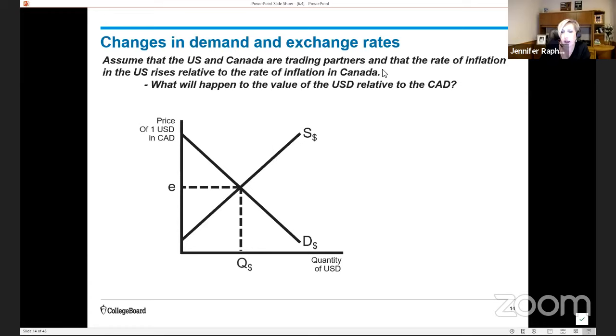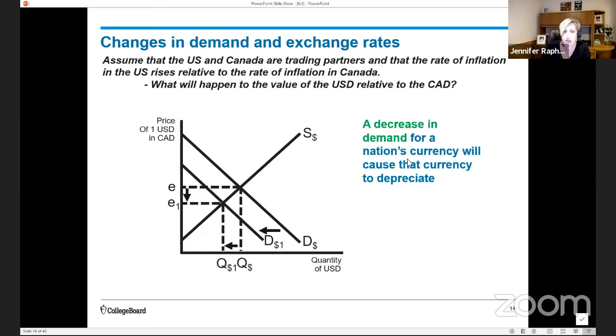So let's think about how economic conditions are going to affect economic actions. If the inflation rate in the United States rises relative to the rate of inflation in Canada, all else equal, Canadian consumers are going to buy fewer US goods and services. And so we're going to see a decrease in the demand for the dollar, because if you're buying fewer US goods and services, you need fewer dollars. The decrease in demand for the dollar is going to cause the exchange rate to fall. It's going to cause the US dollar to depreciate. So you can conclude a decrease in demand for a nation's currency is going to cause that currency to depreciate.